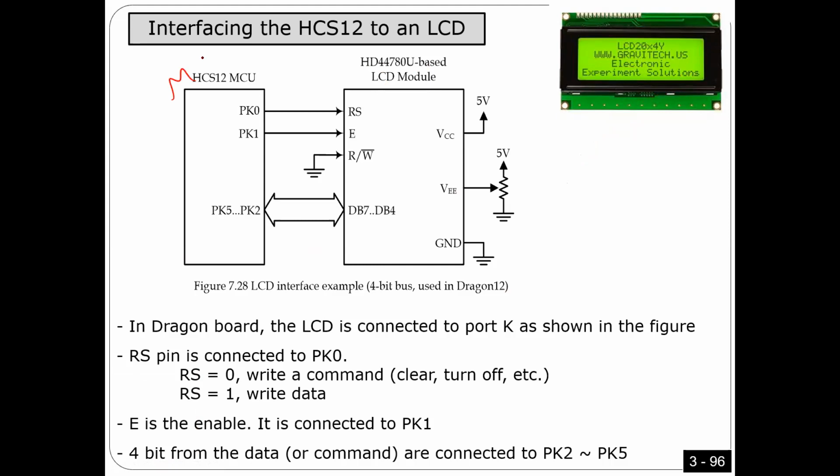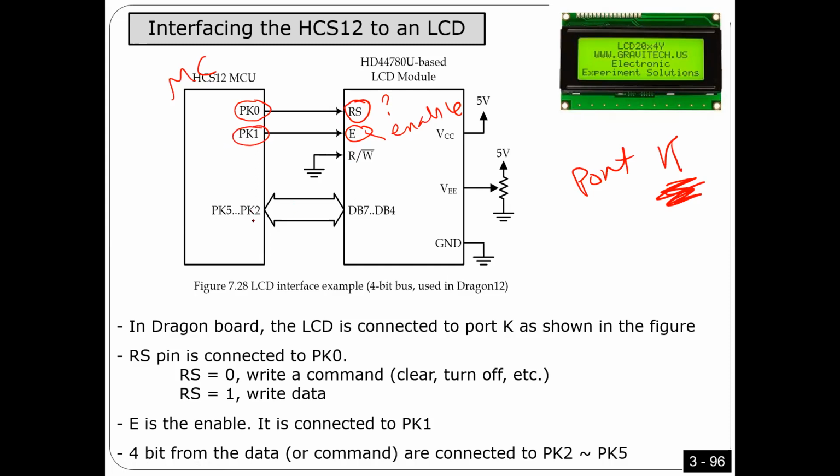So this is our microcontroller, guys. This is the LCD. Number one, it is connected to port K. As you see here, we have one pin we call RS. I'm going to tell you what this pin is doing. We have another pin we call the enable pin. You will also understand how this one is used. So this pin RS is connected to PK0. E, the enable, is connected to PK1.